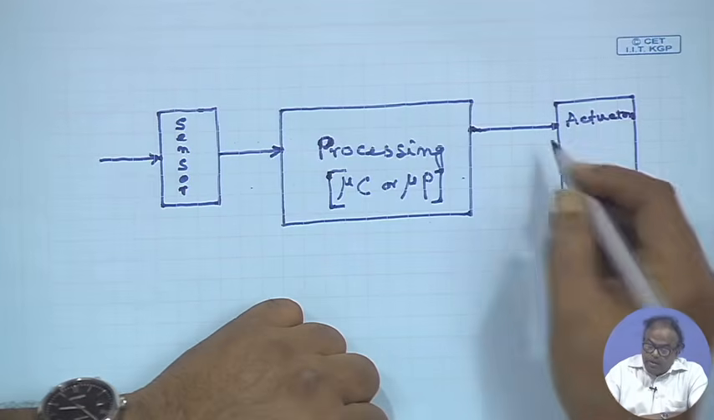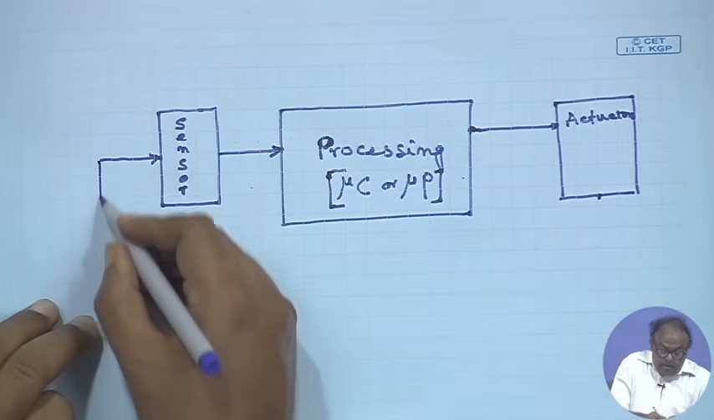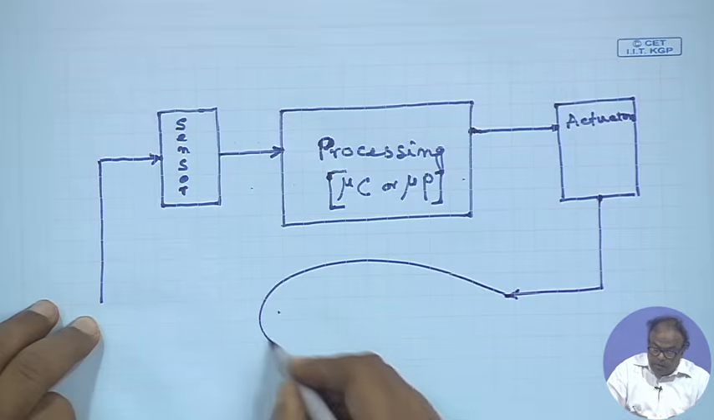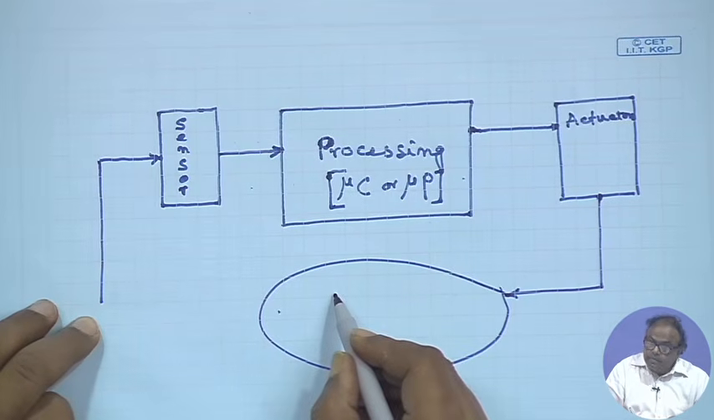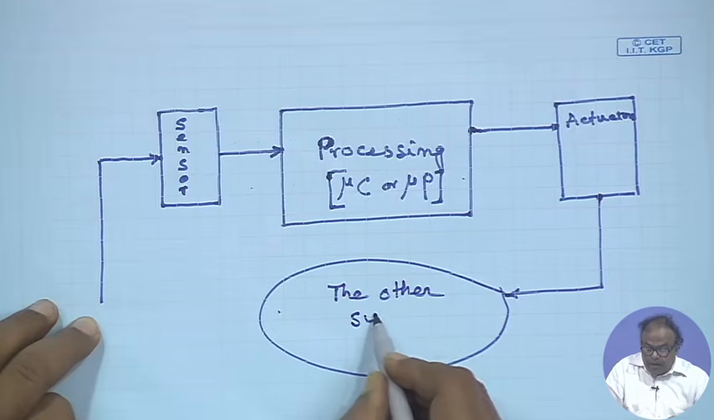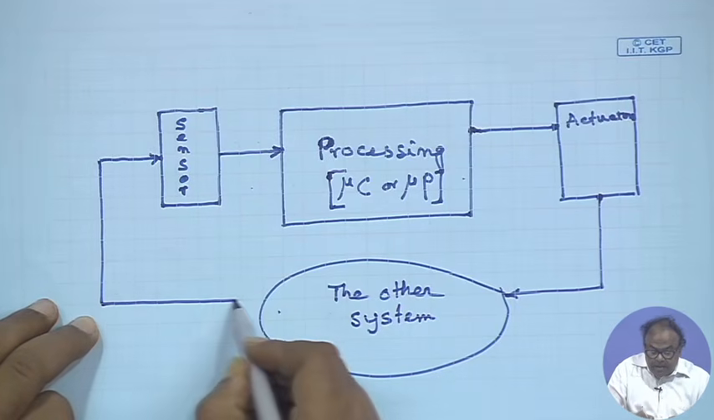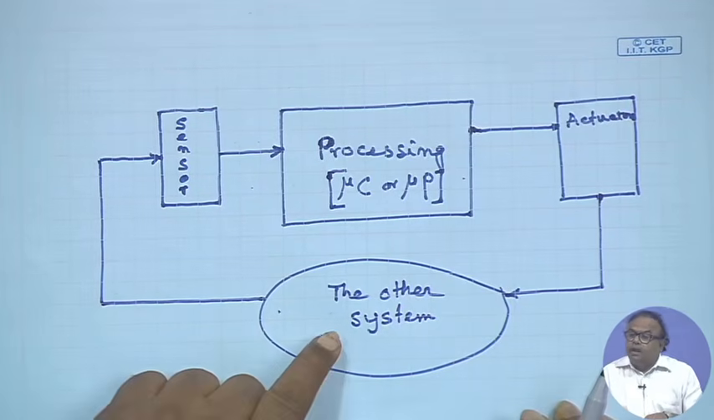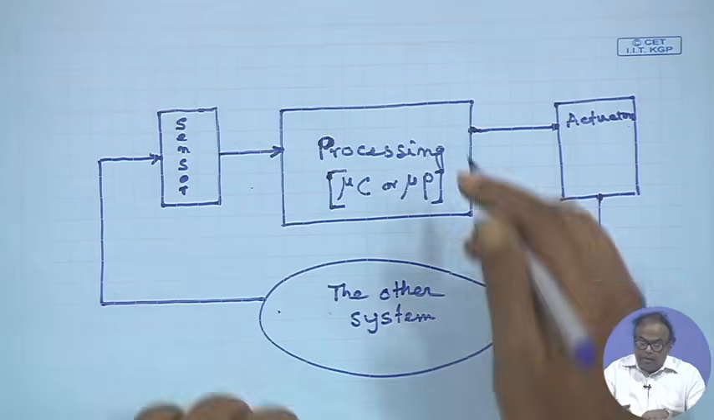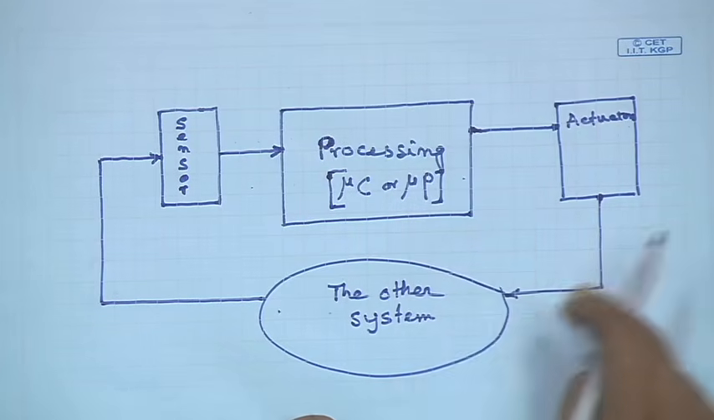Okay. Actuators. Now, these actuators are actually affecting the physical world or the larger system. Let me call it the other system, whatever that other system might be. All right. And the sensor is sensing some variables from this other system and feeding it to the processing unit, and depending on whatever actions are to be taken, the actuator is actuating it.